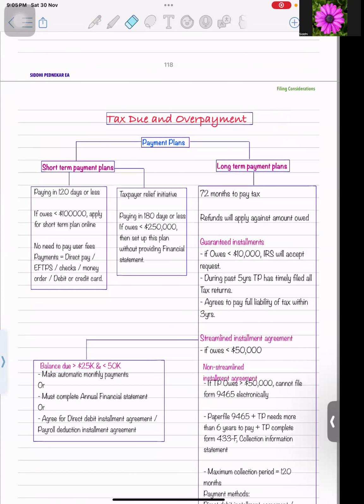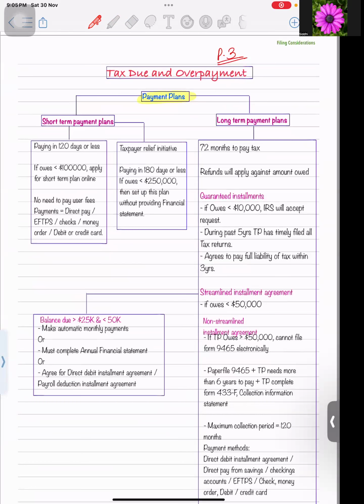Next is tax due and overpayment. So there are payment plans. So let's say you're not able to pay your taxes. This will come in detail in your part 3, but a little bit from the penalty point of view, it's there in part 1 also. So if you're not able to pay the taxes, IRS has the option, you can go for a short-term payment plan or a long-term payment plan.